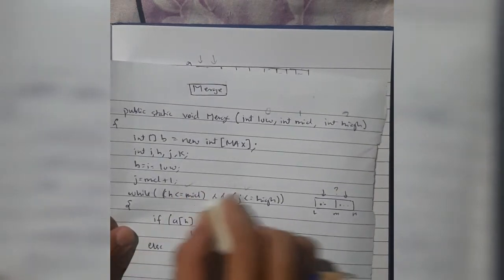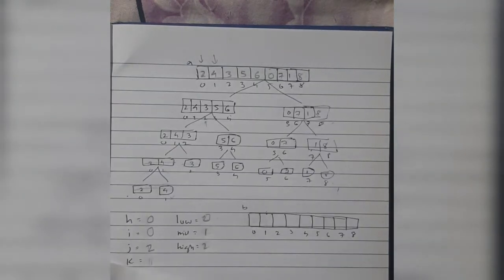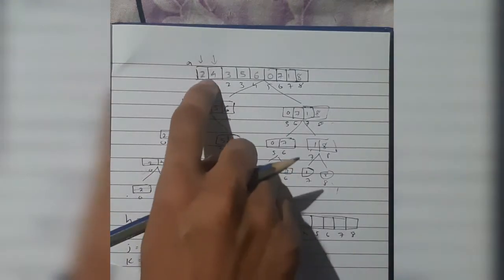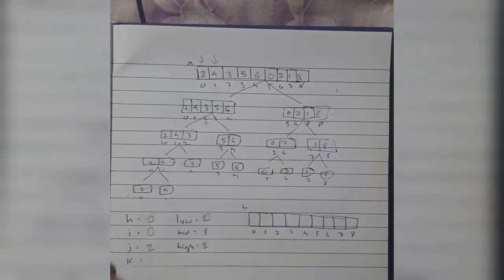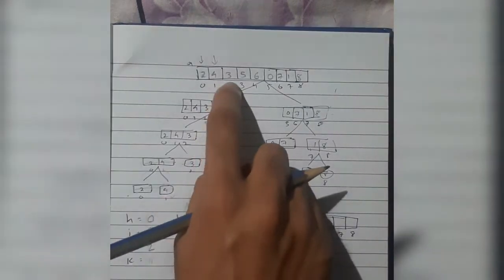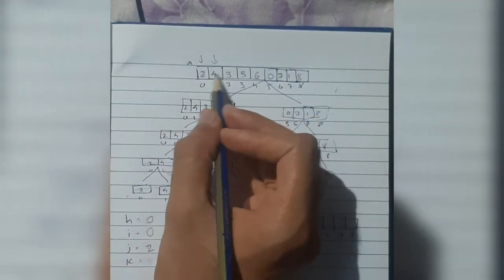In this line of code, the values of A of H and A of J will be compared. What is A of H? A of H means A of 0. A of 0 means 2. We are comparing 2 with A of J. What is A of J? A of 2. What is A of 2? 3. We are comparing 2 and 3.